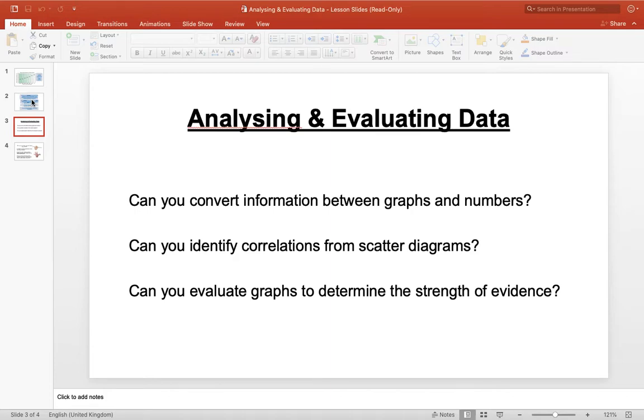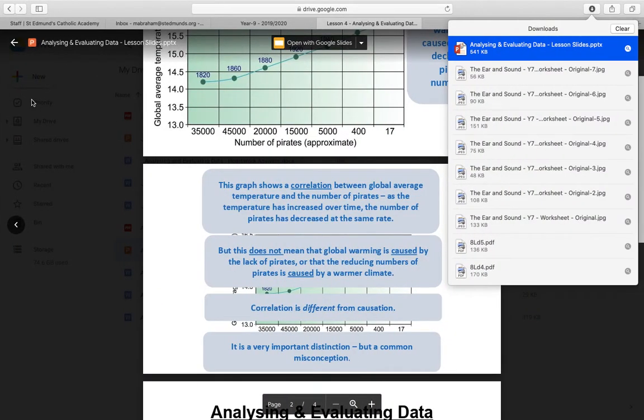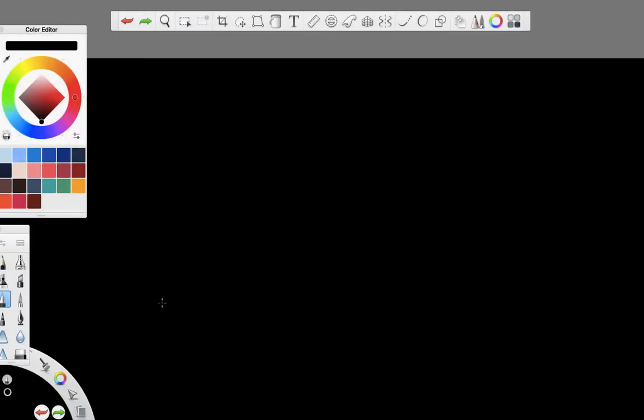So today's title, as you would for any other lesson, you need to write in your books, Analysing and Evaluating Data. By the end of the lesson, you should be able to convert information between graphs and numbers. You should be able to identify correlations from scatter diagrams, and you should be able to evaluate graphs to determine the strength of evidence.